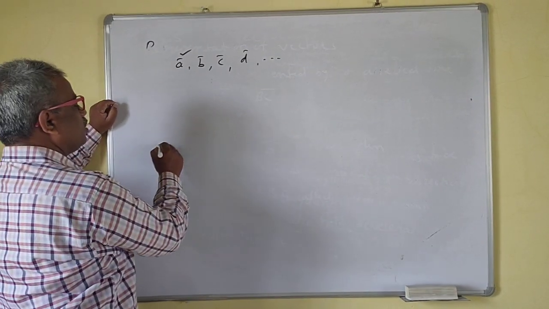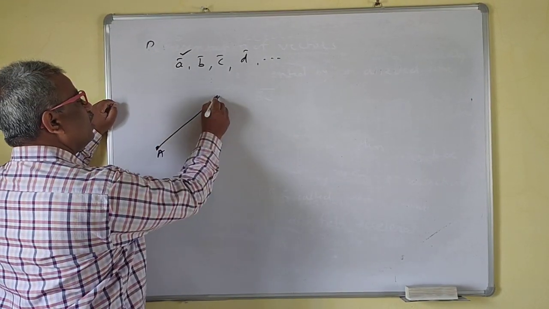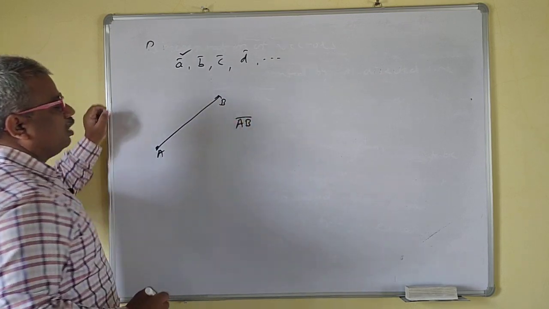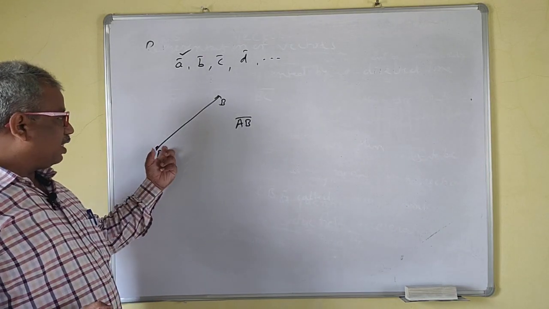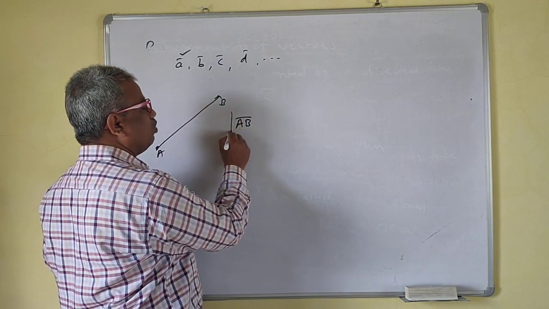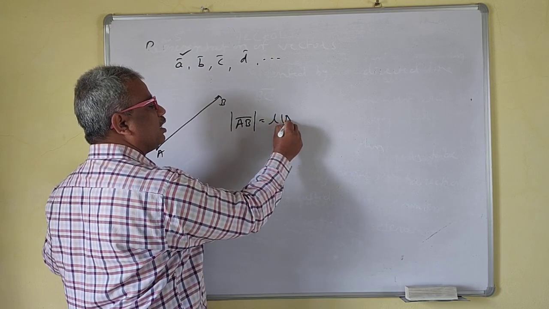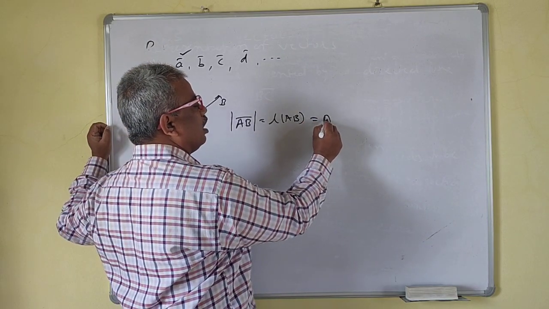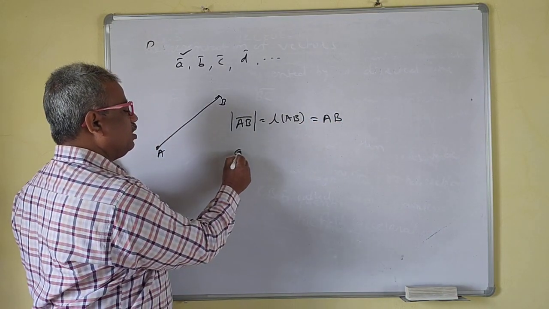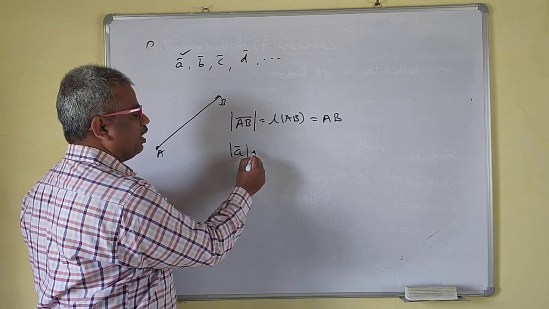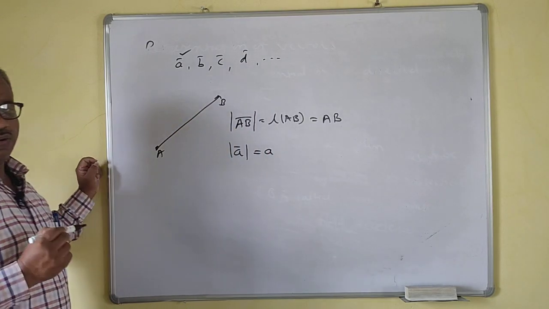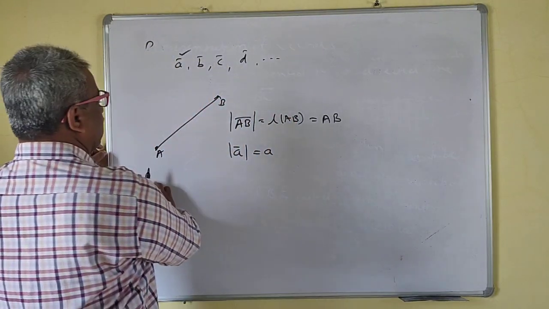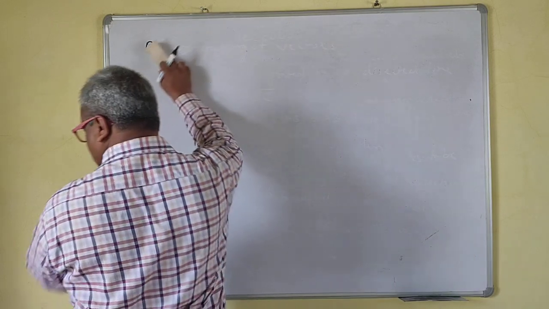Now suppose this is the vector. Suppose this is A and this is B, the terminal point. So AB bar is a vector. Then its magnitude means the length of the segment AB. This magnitude is nothing but the length AB, and it is also denoted AB. If A bar is a vector, then the magnitude of A bar, simply we can write as A. So A is nothing but the magnitude of A bar. Magnitude means the length of the vector.